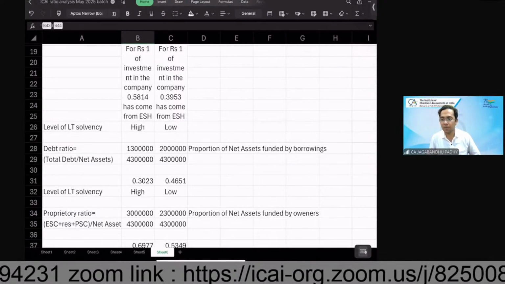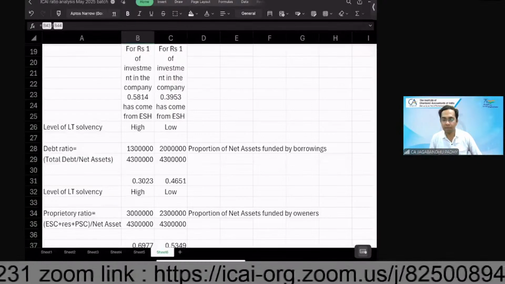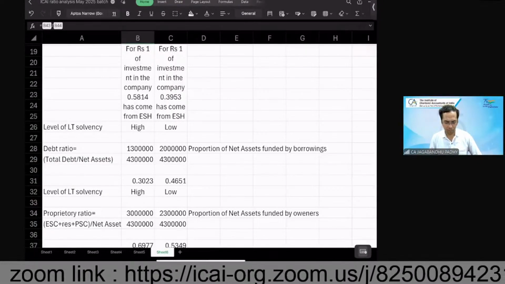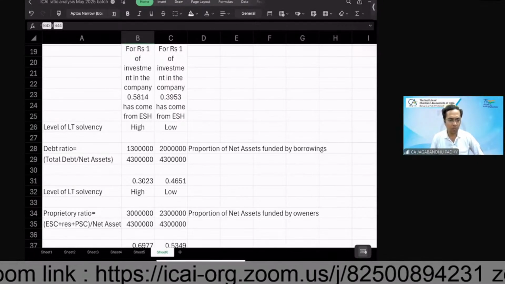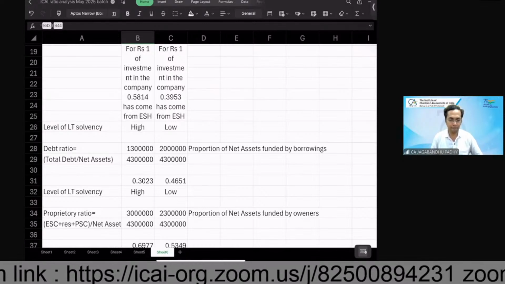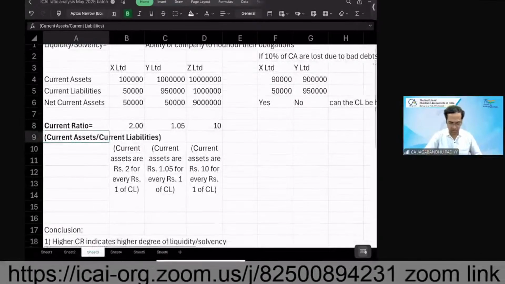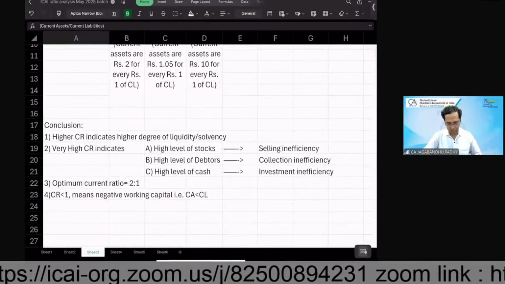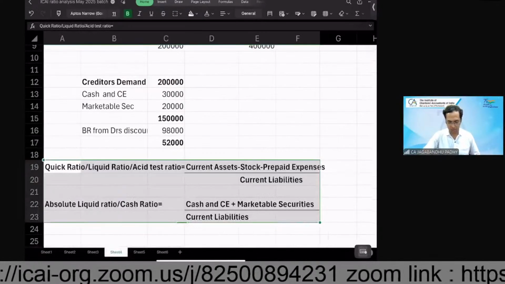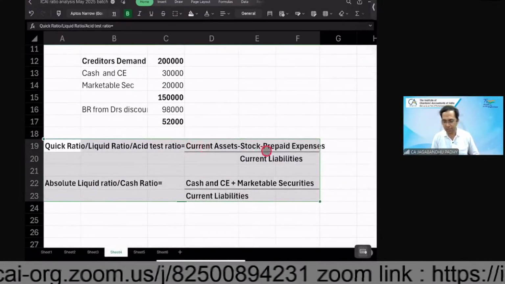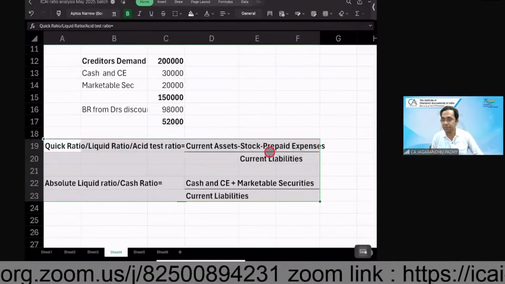Hello, sir. Sir, what is the difference between quick asset and net current asset? Net current asset is your current asset minus current liability. And quick assets are all the current assets except stock and prepaid expenses.